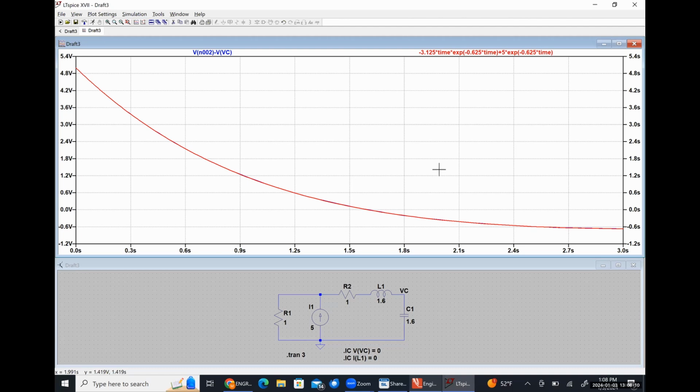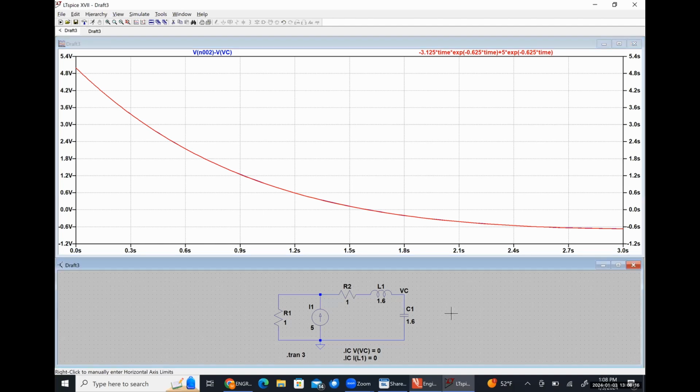Yes? So it says D and 002. Where is that on the screen? Right here. So voltage at this node is V, or effectively it's saying this node is VN002. So this is the positive polarity terminal minus VC, which was the negative polarity terminal of my inductor.